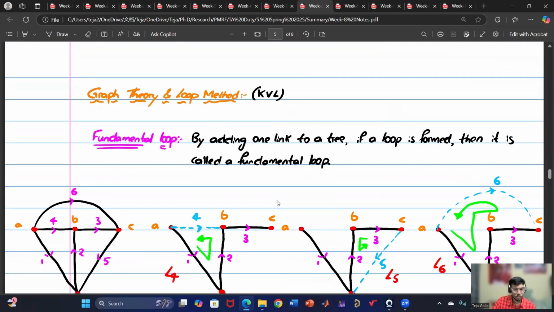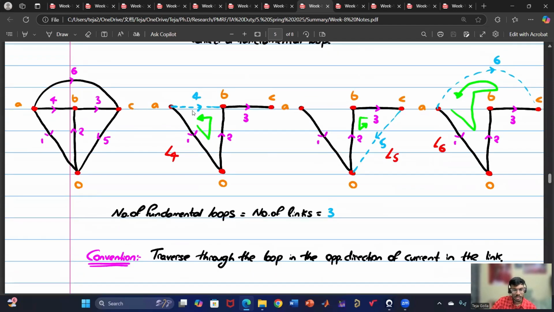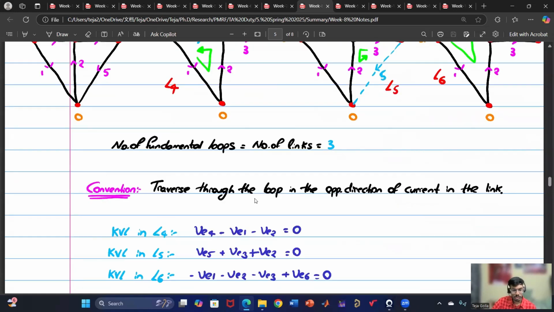Then we have seen the loop method where we have discussed the fundamental loop. What is a fundamental loop? If any link is added to the tree, it forms a loop, and that is called a fundamental loop. The number of fundamental loops is equal to the number of links, and then we have to traverse the loop in the opposite direction of the current in the link. So if this is the direction of the current, we have to go in the opposite direction. That is very, very important, so you have to keep this in mind.